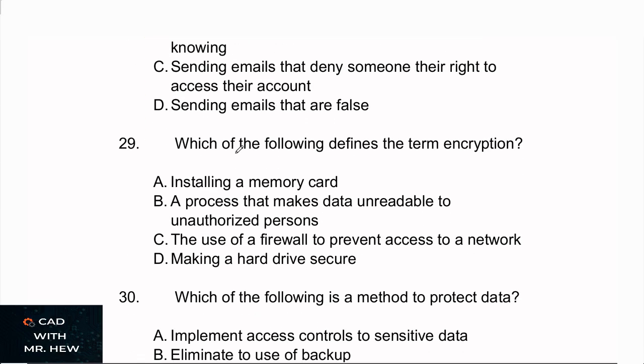Let's go to question 29. Which one of the following defines the term encryption? You have A, installing a memory card. B, a process that makes data unreadable to unauthorized persons. C, the use of a firewall to prevent access to a network. D, making a hard drive secure. The correct answer is B.